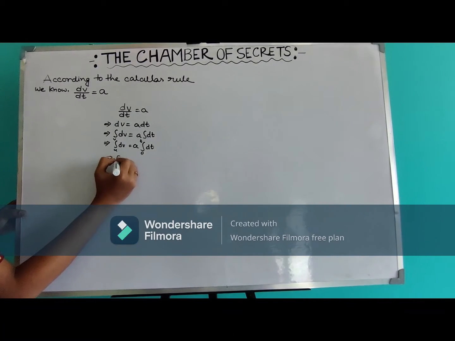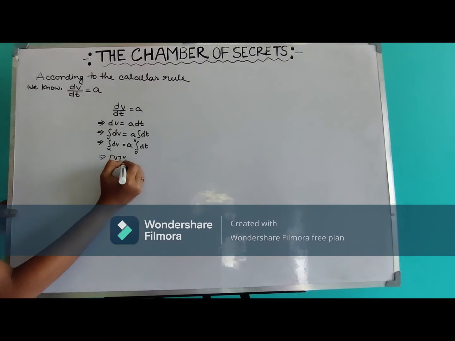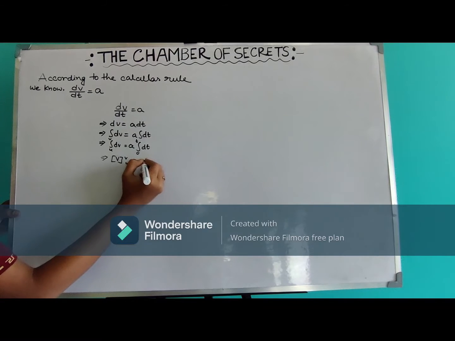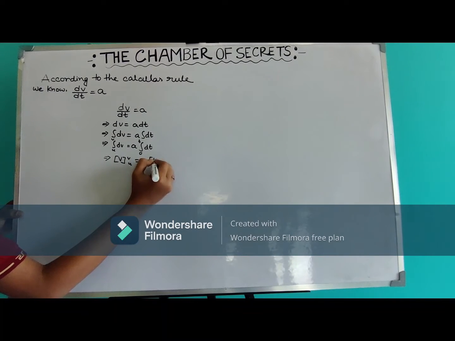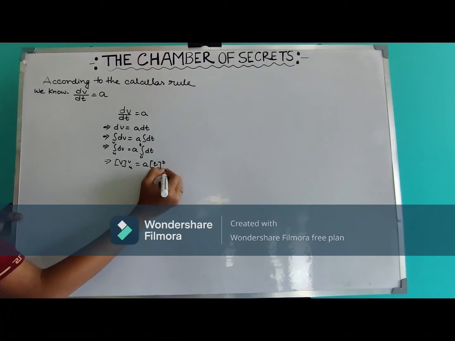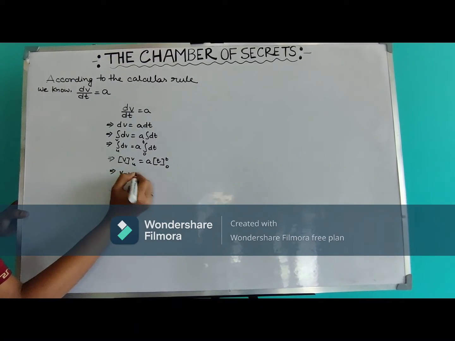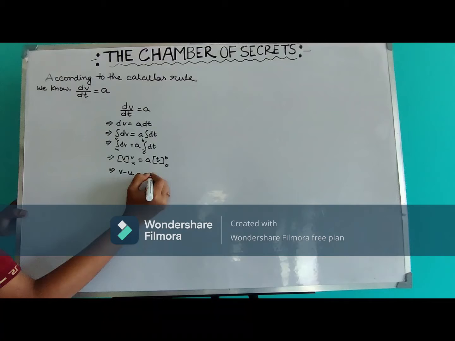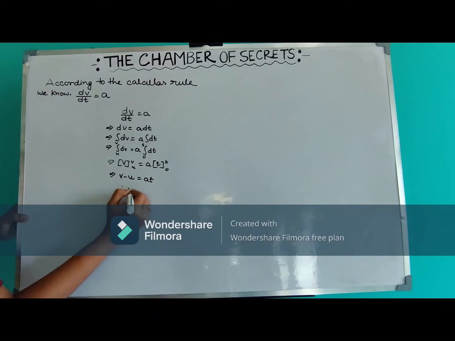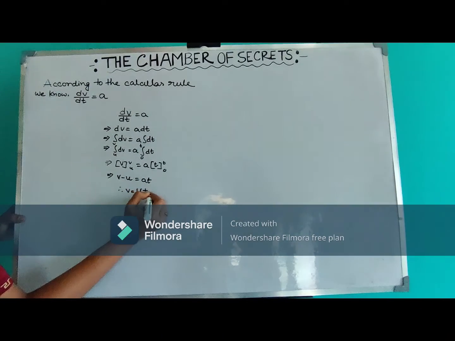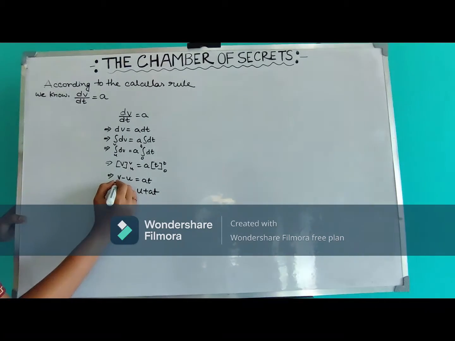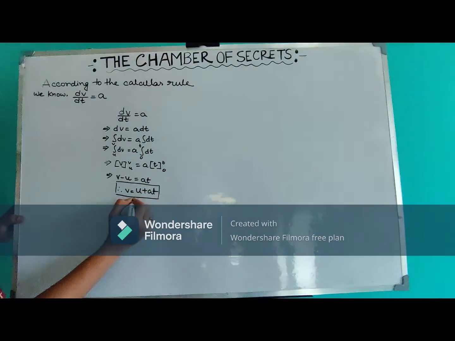So we can write integration dv, v upper limit v, lower limit u, and a t, upper limit t, lower limit 0, and v minus u is equal to at. So we can write the last line: v is equal to u plus at, and the proof has been completed.